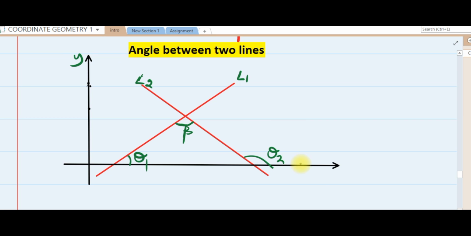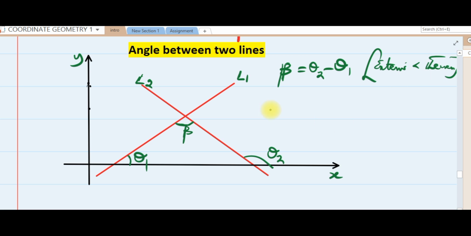So this is our y and this is our x. So assuming this first line made an angle theta 1, the second one makes an angle theta 2. So from our exterior angle theorem, you notice that beta will be theta 2 minus theta 1. By the exterior angle theorem, theta 2 is an exterior angle, so we are able to subtract any of these to give the other. But we are looking for beta, so we make beta the subject of the formula.